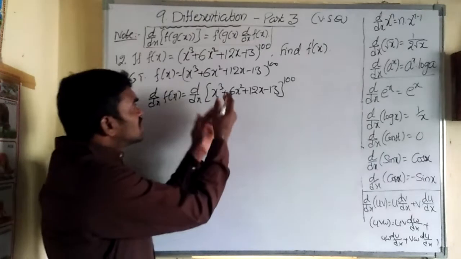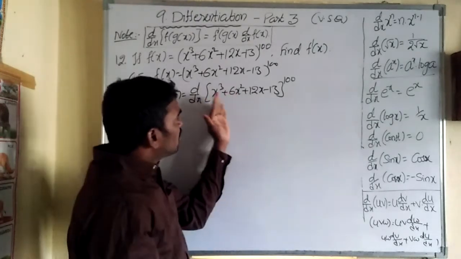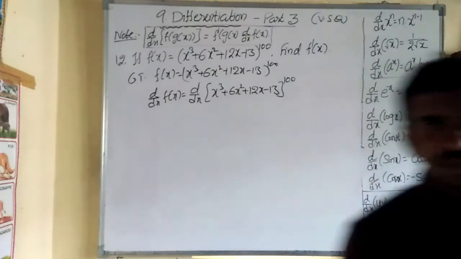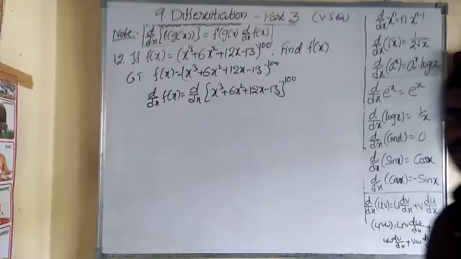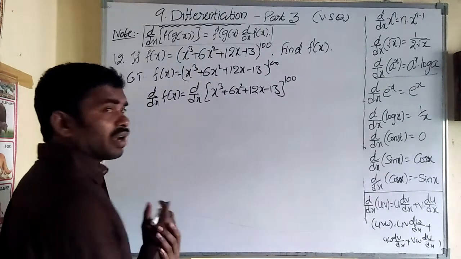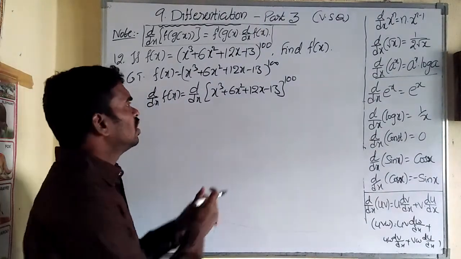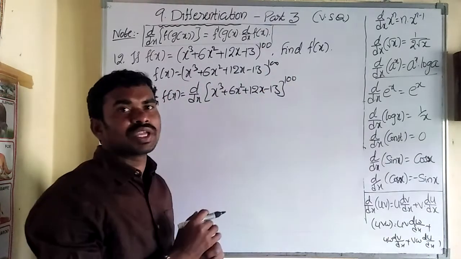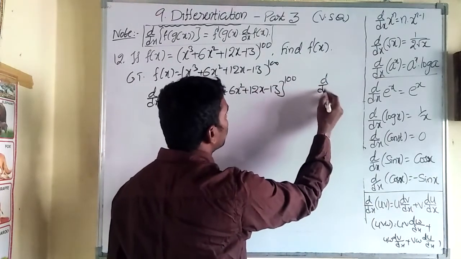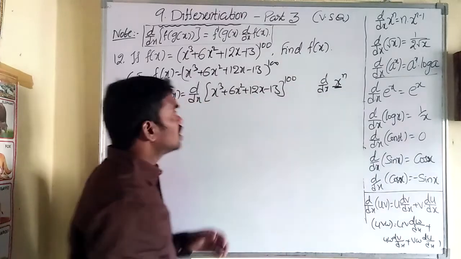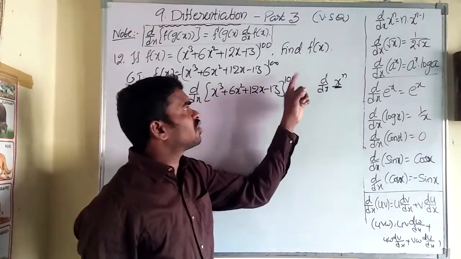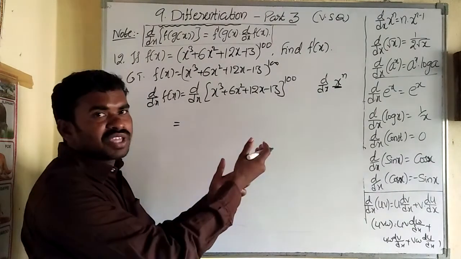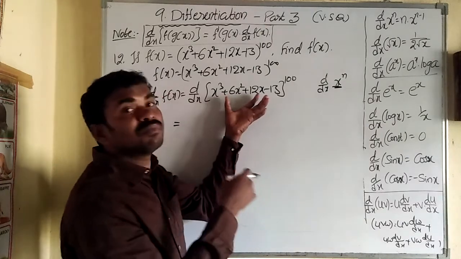This looks like we cannot split it because of the whole power 100, and we don't even know the formula. Then how can we do this problem? Very simple. This is an algebraic function. The function consists of something whole power something, so you can think of it in the form of x power n. Here x means some so and so terms, and n means 100. Same formula, but additionally we have to write something, because here x means an expression.